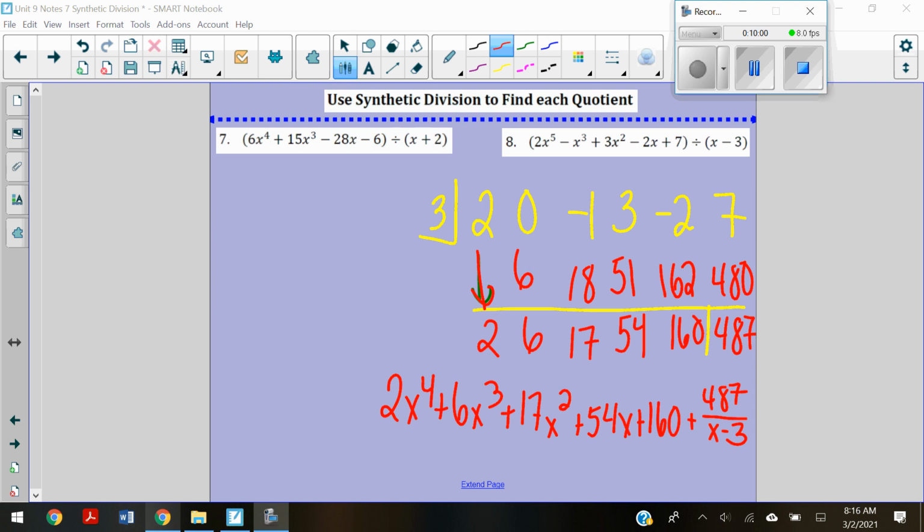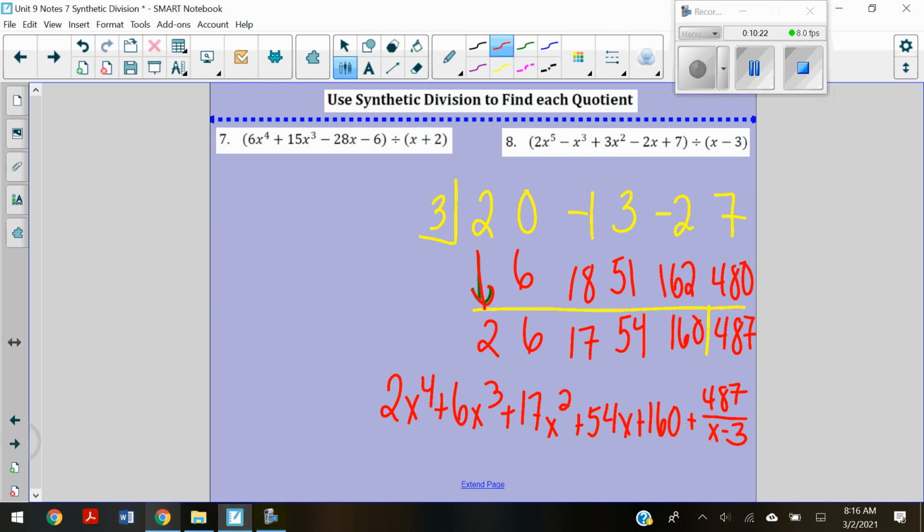All right, how'd you guys do? It was kind of a beast of a problem, wasn't it? Can you imagine doing this one in long division? Gross. All right, so 2x to the fourth plus 6x to the third plus 17x squared plus 54x plus 160 plus 487 over x minus 3.